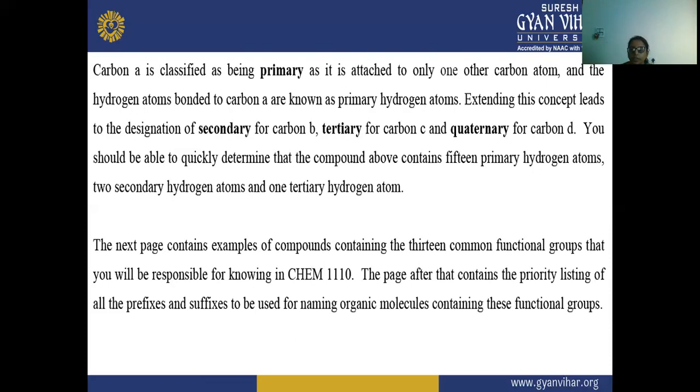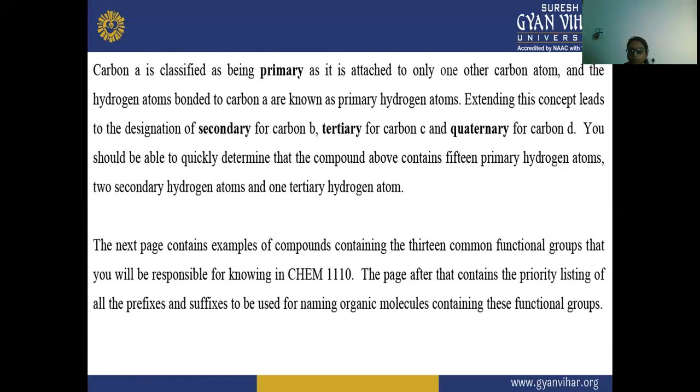Next, carbon A is classified as primary as it is attached to only 1 other carbon atom, and the hydrogen atoms bonded to carbon A are known as primary hydrogen atoms. Extending this concept leads to the designation of secondary for carbon B, tertiary for carbon C, and quaternary for carbon D. So you should be able to quickly determine that the compound above contains 15 primary hydrogen atoms, 2 secondary hydrogen atoms, and 1 tertiary hydrogen atom.